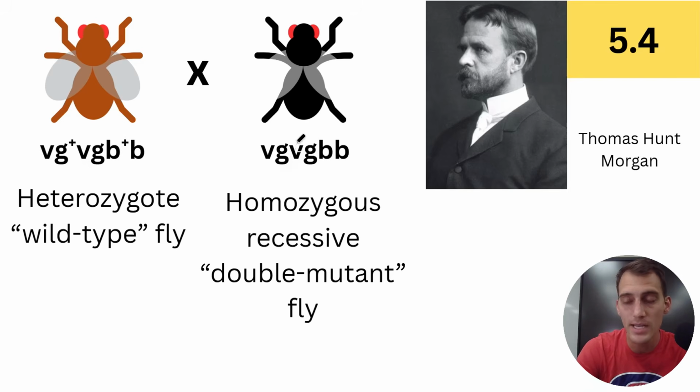VG is the gene that's going to determine vestigial wings, the absence or presence of these shriveled up wings, like this fly has over here. And then B is going to be determining its body color. So this one is brown, which is the regular color of fruit flies because it has one of these wild type alleles, and this one is black because it has two of these recessive alleles.